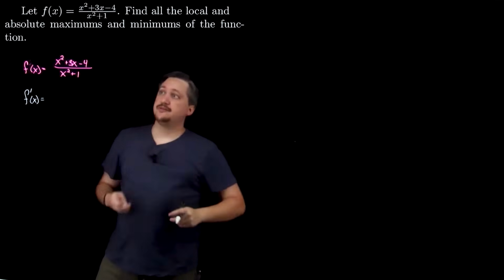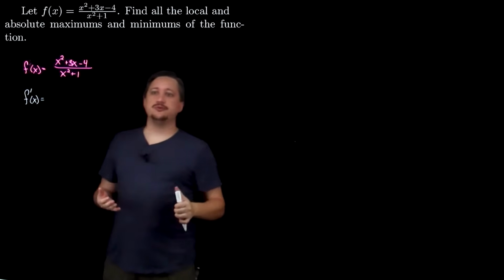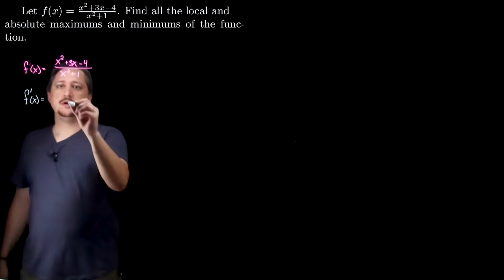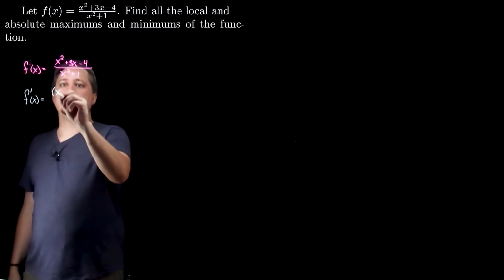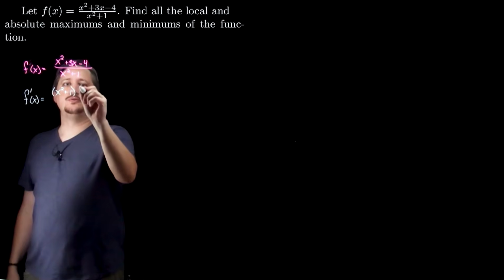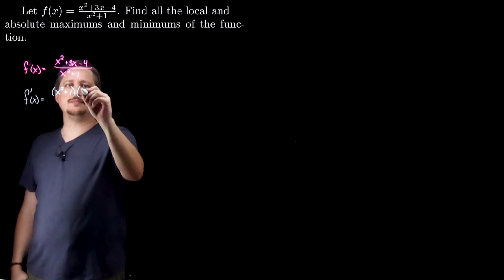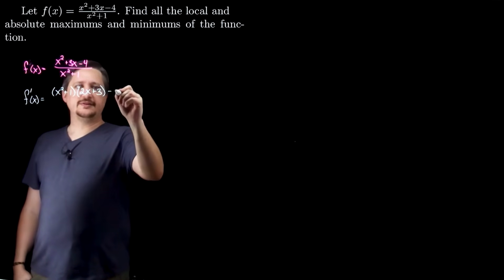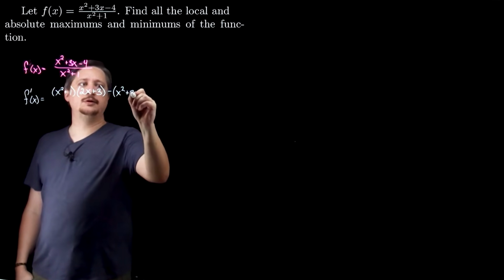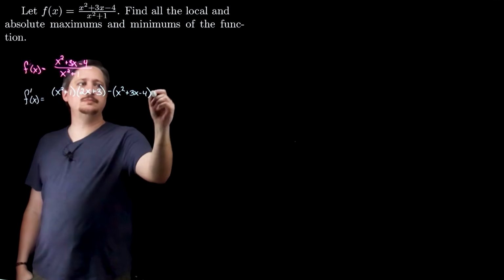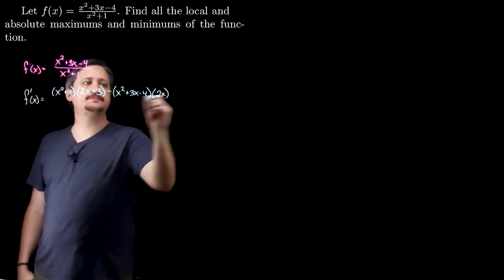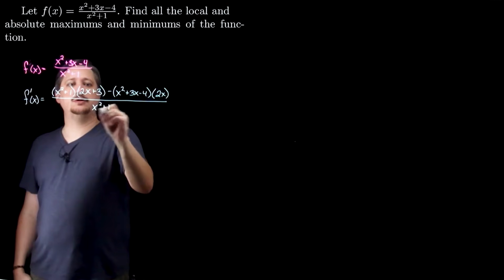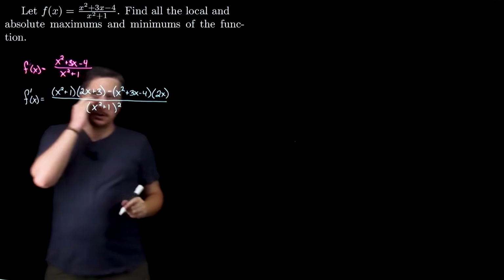Taking the derivative, this is like a quotient rule, or you can do the product and chain rules, whichever way you like. So here I'm going to do x squared plus 1 times the derivative of the top, which is 2x plus 3, minus the top, x squared plus 3x minus 4, times the derivative of the bottom, which is 2x, all over the bottom, x squared plus 1 squared. All right.